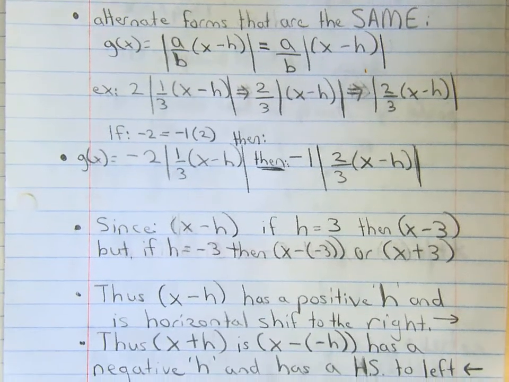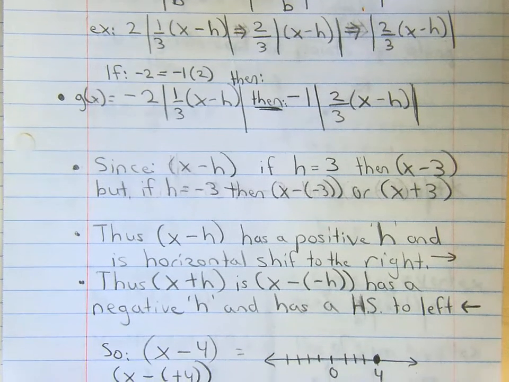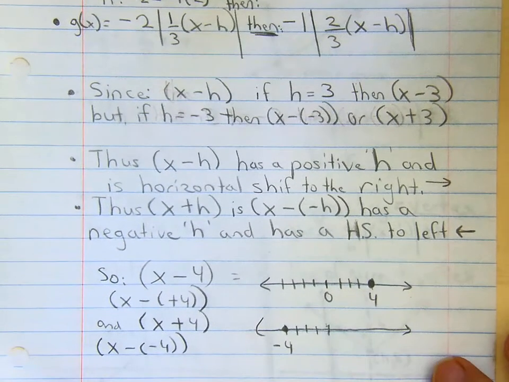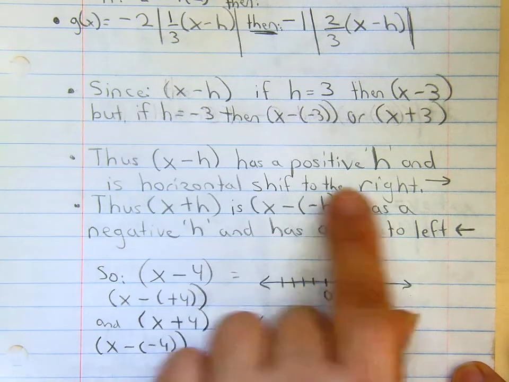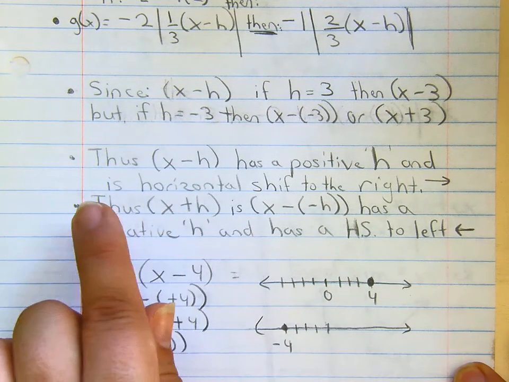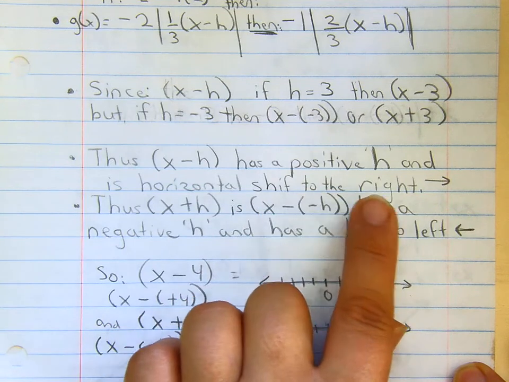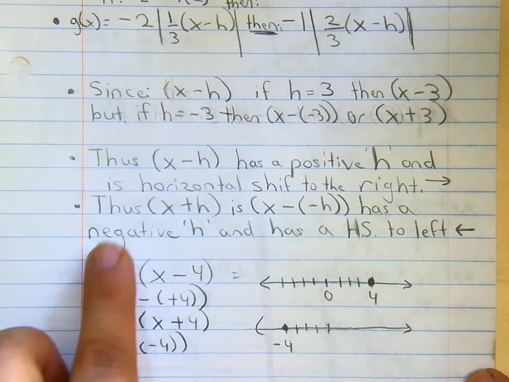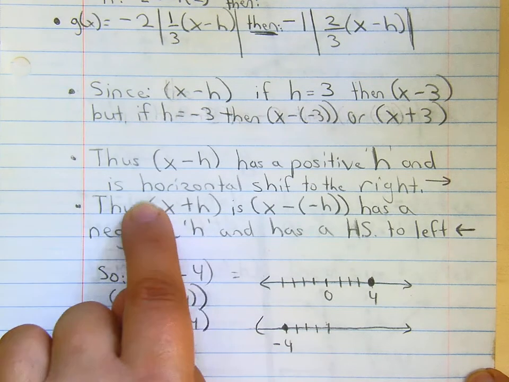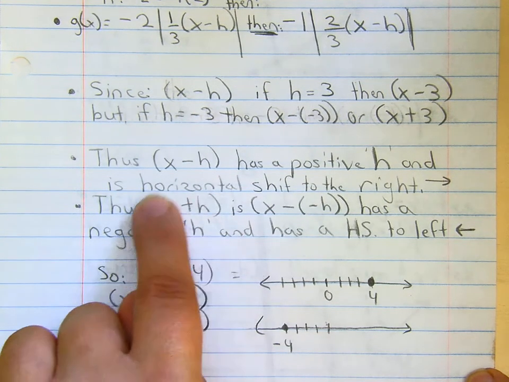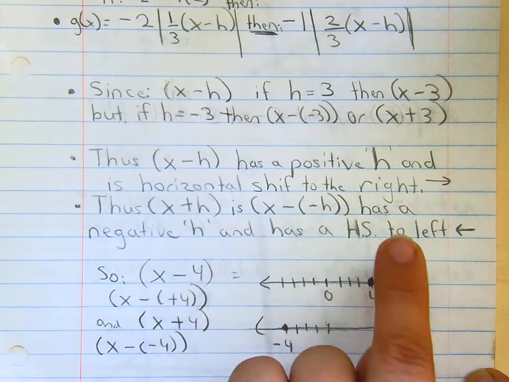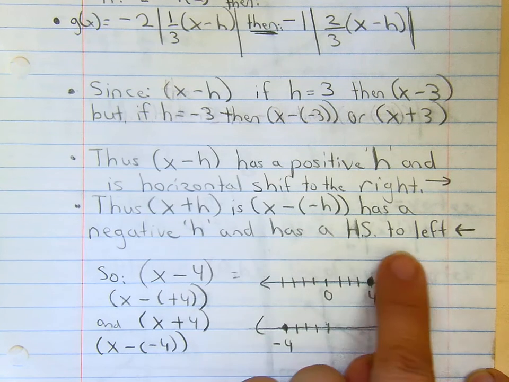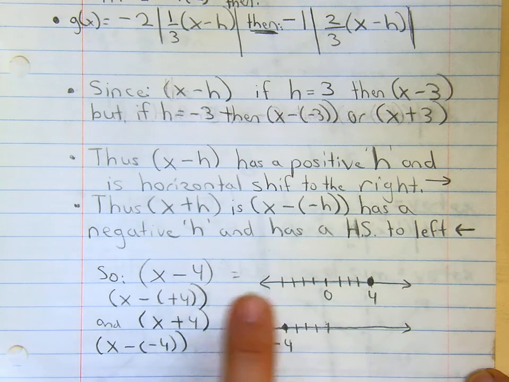Okay. So here's a little bit more of that detailed information. Thus, x minus h with a positive h is a horizontal shift to the right. So this is moving the graph to the right a certain amount of points. And if you have a plus here inside your parentheses, then your actual h itself was a negative, and thus it is going to move to the left.